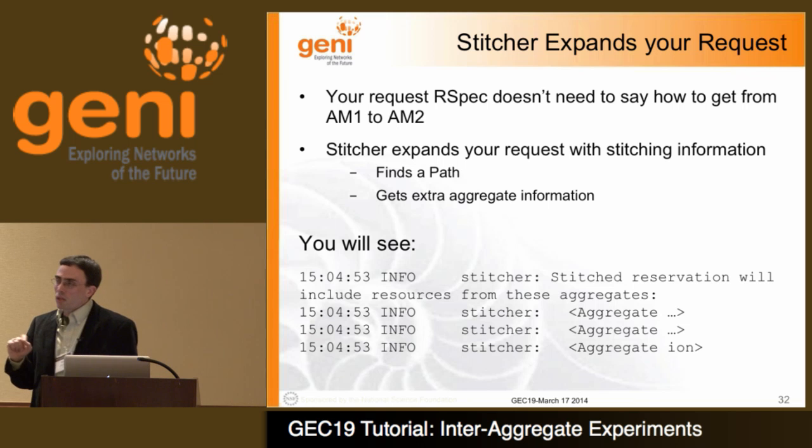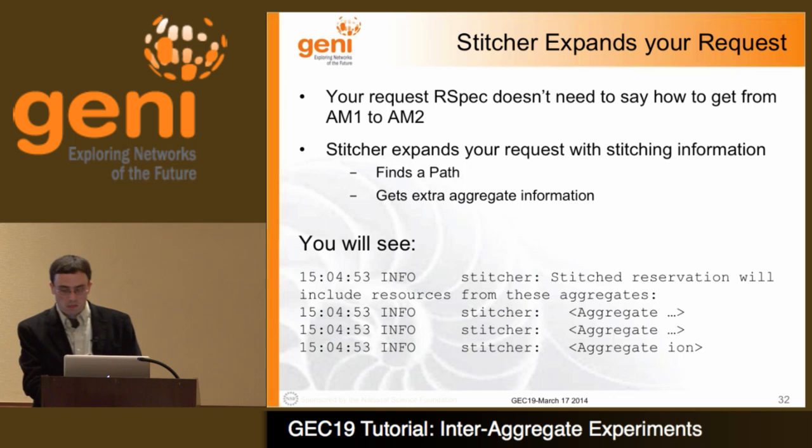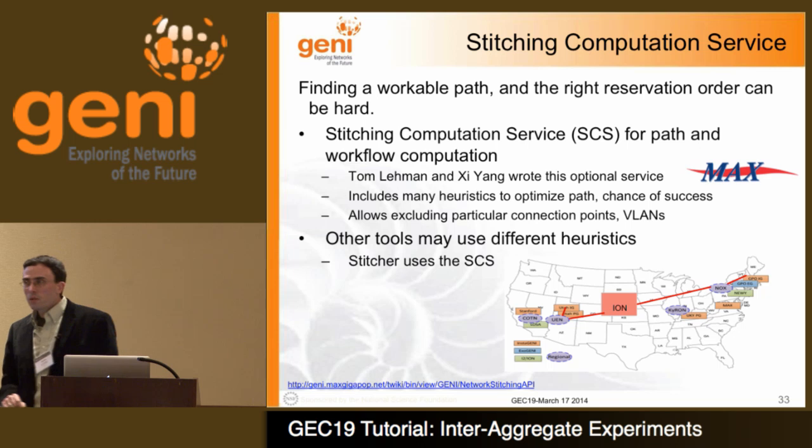The other thing it does is it gets a little extra information about the aggregates. There's a call called GetVersion that aggregates use to tell things like, I am a ProtoGENI-based aggregate or an ExoGENI-based aggregate. Stitcher is the thing that's on your laptop. It's the command line tool. It's just a Python script.